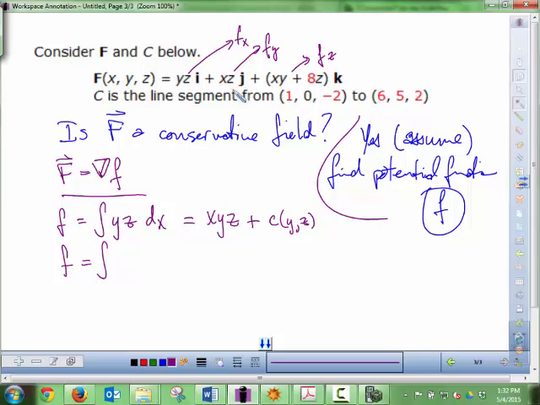So we take the second component and take the antiderivative of that with respect to y. So that's xz with respect to y. xz is constant, so it's just going to be xz times y, plus another possibility of a function with respect to x and z, because x and z are constants.